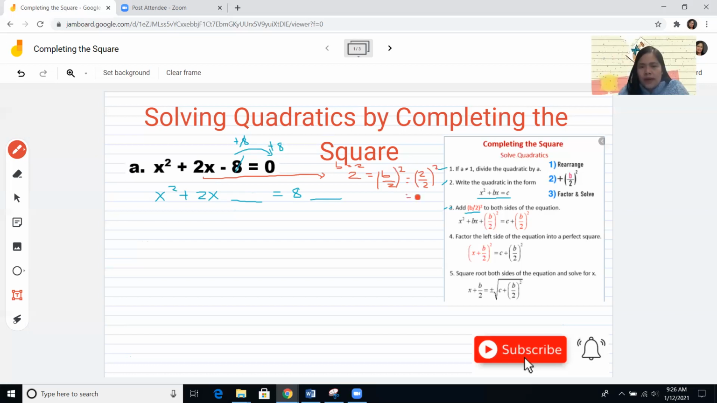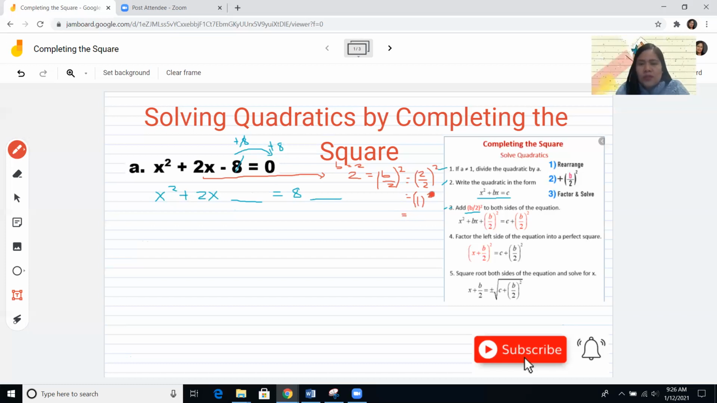Okay, so 2 divided by 2 will give you 1. Any number you divide by itself, the answer is 1. Then 1 squared means 1 times 1. It's not 1 times 2. A common mistake of my students is that they multiply the exponent to the base.